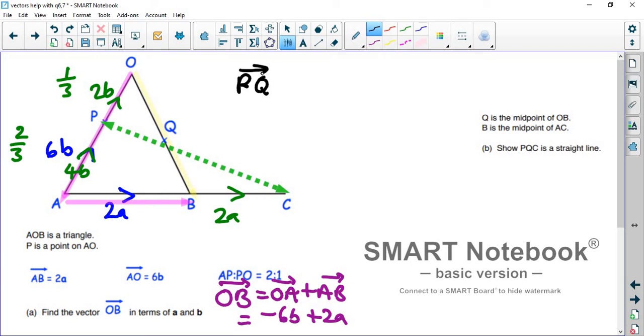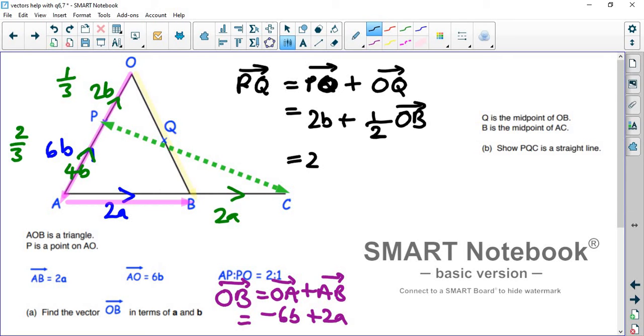Alright, how am I going to get from P to Q? So I'm going to go from P to O and O to Q. Because P to O we've already got, and O to Q is just half of O to B. Okay, so P to O is 2b, and O to Q is going to be half of our answer for O to B.